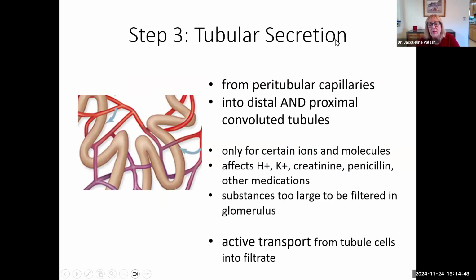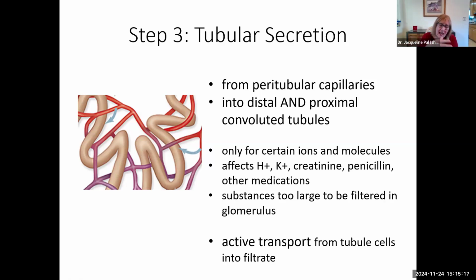So that brings us to our third and final step, tubular secretion. So this is kind of like that last chance. It's stuff that's in the capillaries. And we want it in the tubules. We want it to show up in the urine. So it can go from the capillaries into the distal convoluted tubules as well as in the proximal convoluted tubules. Only certain ions and molecules.